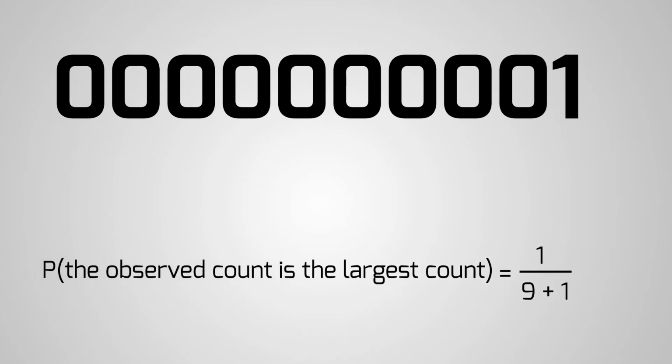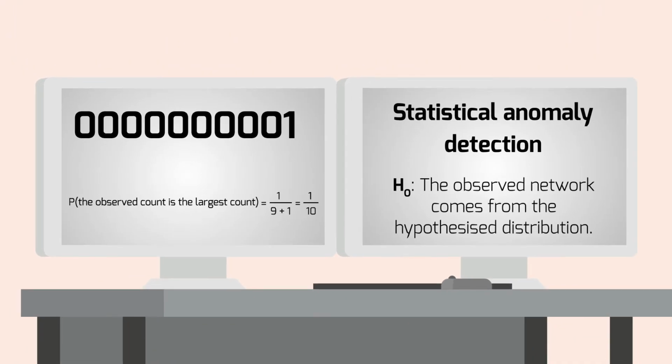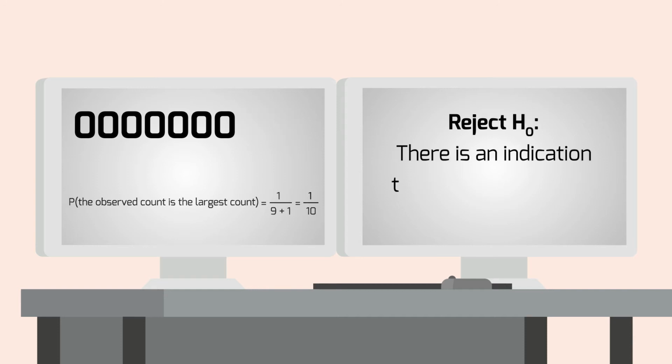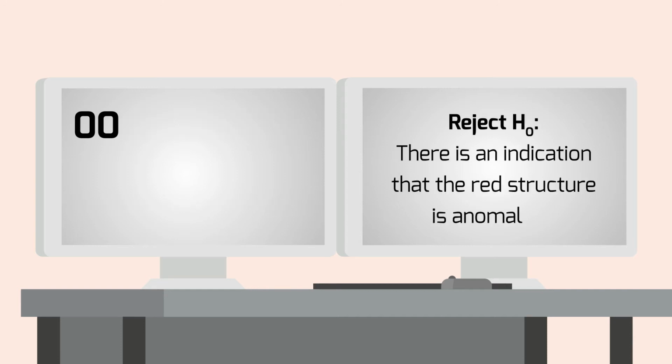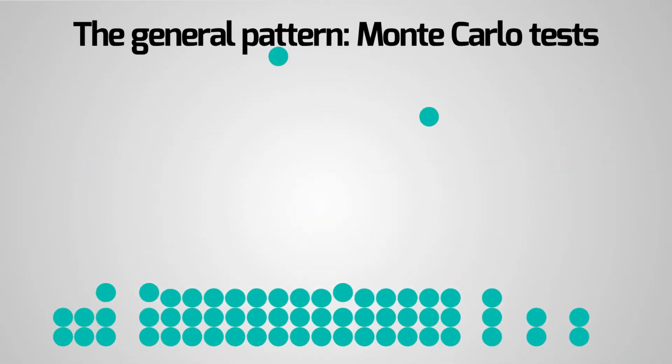Under the null hypothesis, all orderings are equally likely, so the probability that the observed count is the largest count is 1/10. Therefore, we reject the null hypothesis at the 10% level and conclude that there is an indication that the red structure is anomalous. This test is an example of a Monte Carlo test.